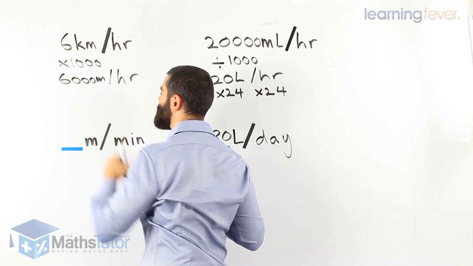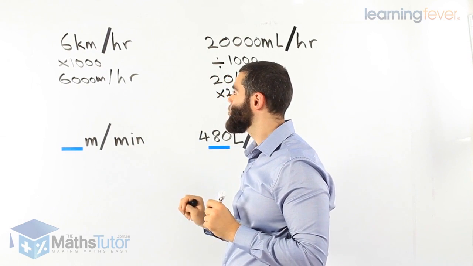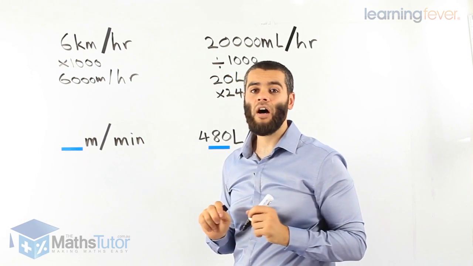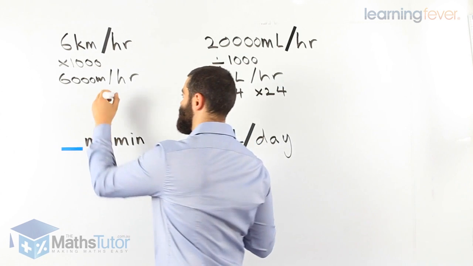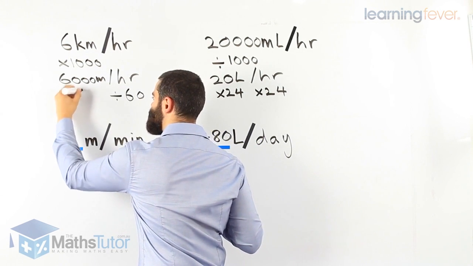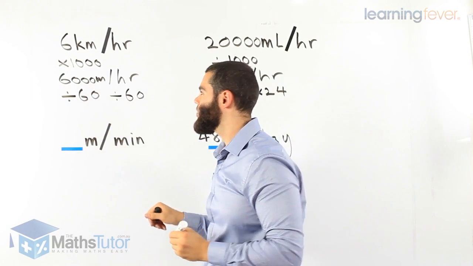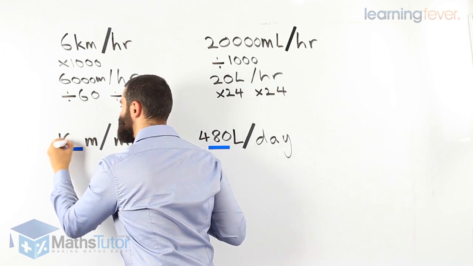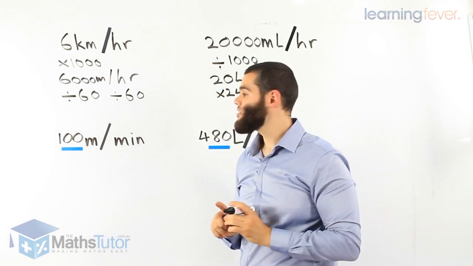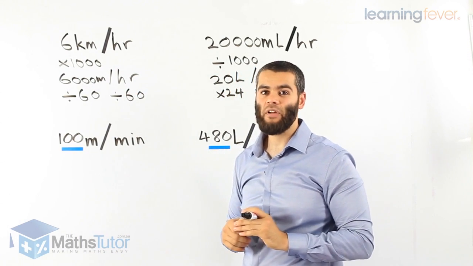We've changed kilometers to meters. That's done. Now we're going to change from hours to minutes. To go from hours to minutes, we're going to divide by 60. There are 60 minutes in an hour. We're going to divide by 60. 6,000 divided by 60 is 100 meters a minute. So 100 meters per minute is the speed. It's equivalent to 6 kilometers every hour.